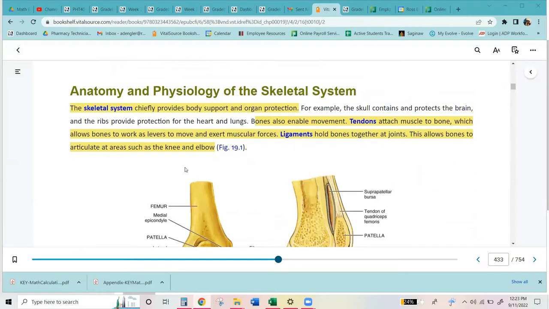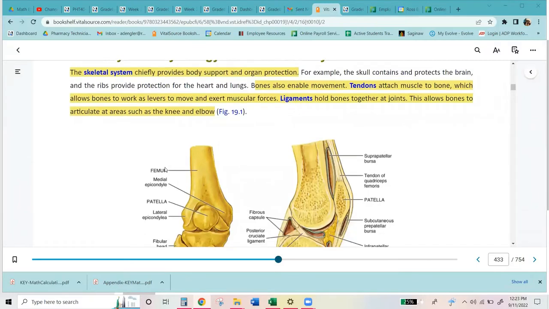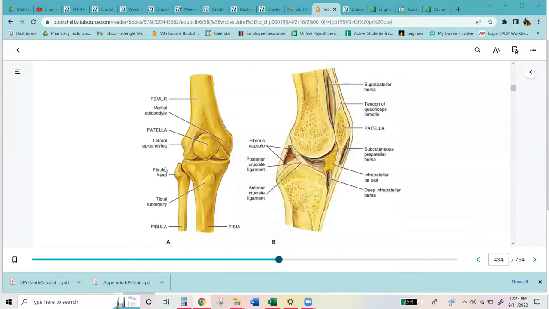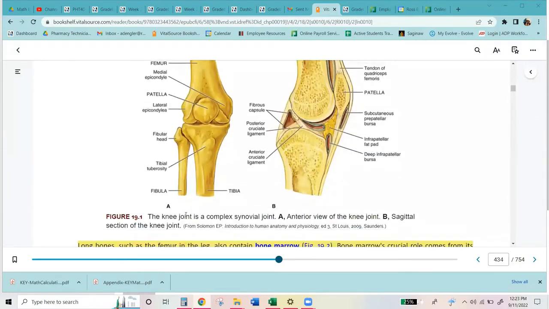That is a C3 opioid analgesic. The skeletal system chiefly provides body support and organ protection. Bones also enable movement. Tendons attach muscle to bone, which allows bones to work as levers to move and exert muscular forces. Ligaments hold bones together at joints. This allows bones to articulate at areas such as the knee and elbow. So here's just a depiction of a knee, the interior view, and the sagittal section.